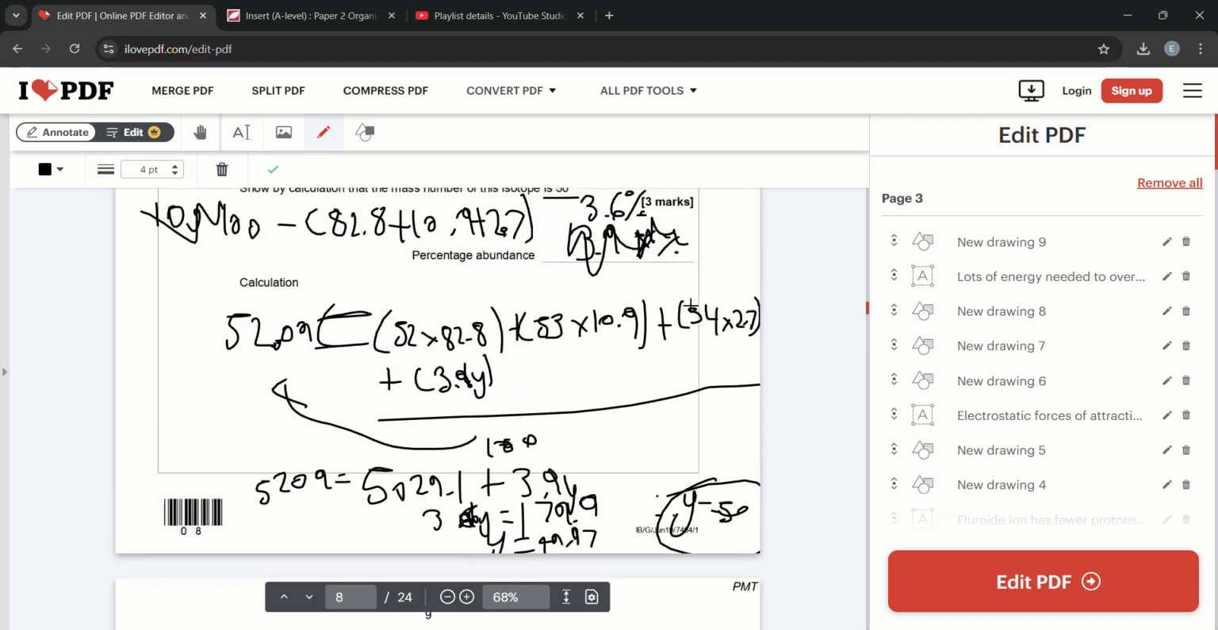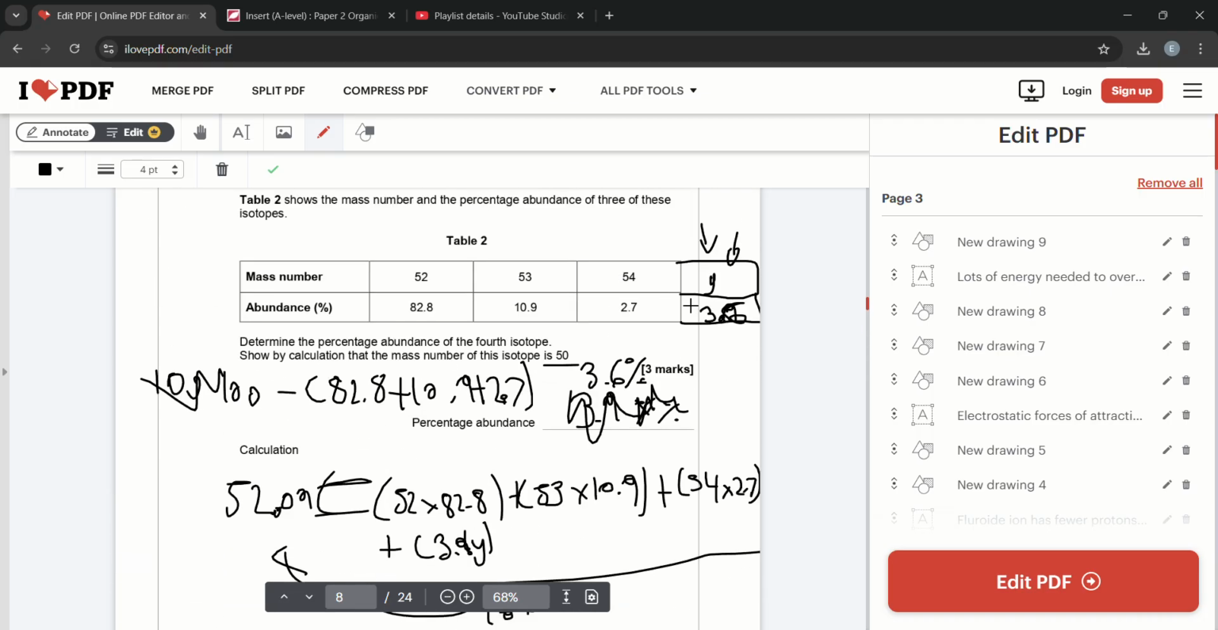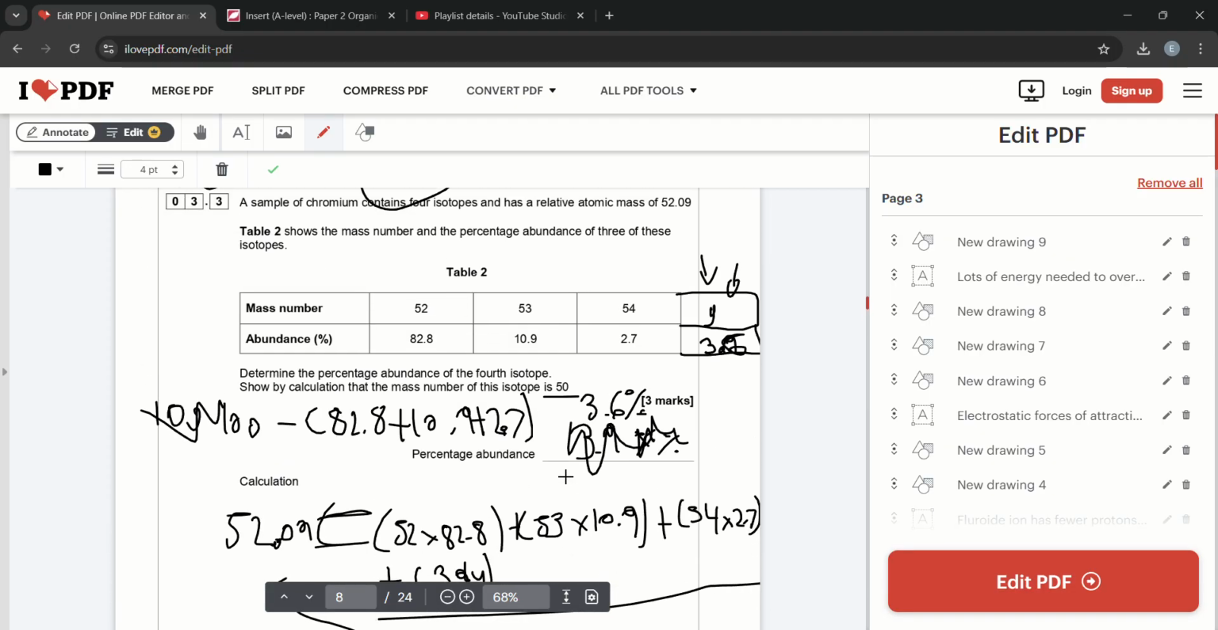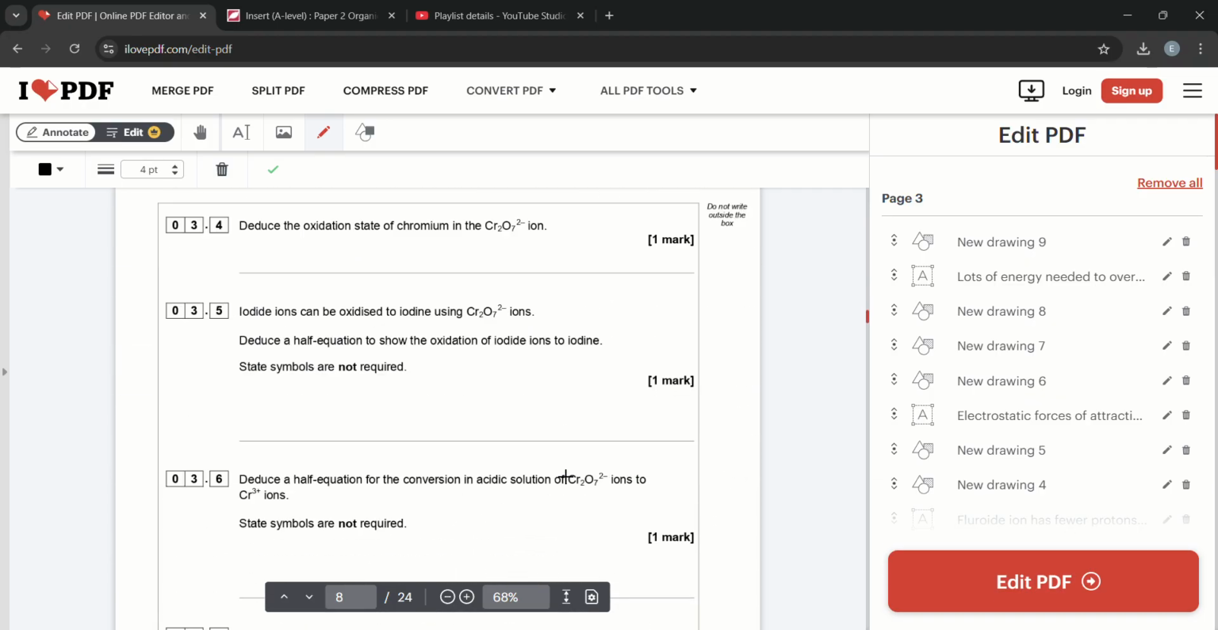Just don't do what I did and incorrectly put in your calculator 100 minus 82.8 plus 10.9 plus 2.7. It's 3.6%. Then you substitute the values in and treat this as y, algebra, rearrange it, you get y, and then yeah, you can say therefore the calculation has shown that the mass number of isotope is 50.